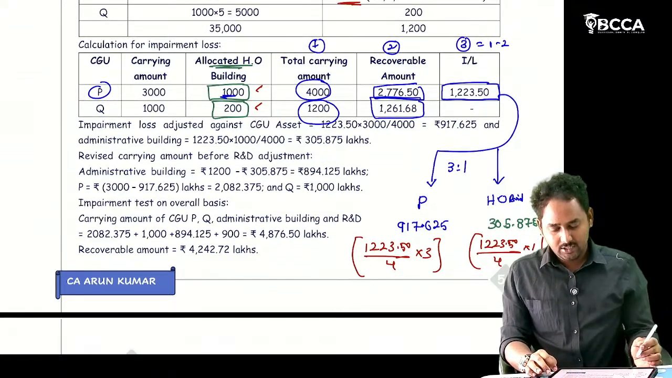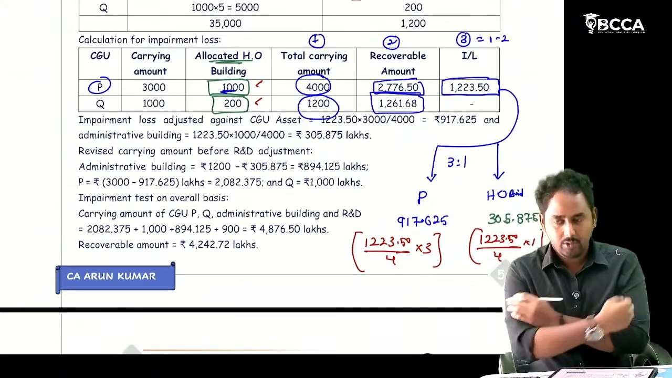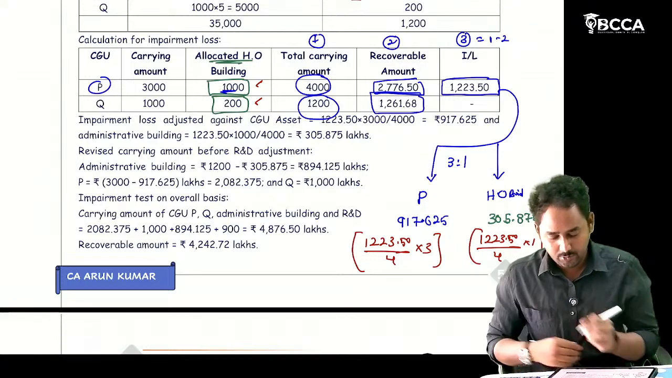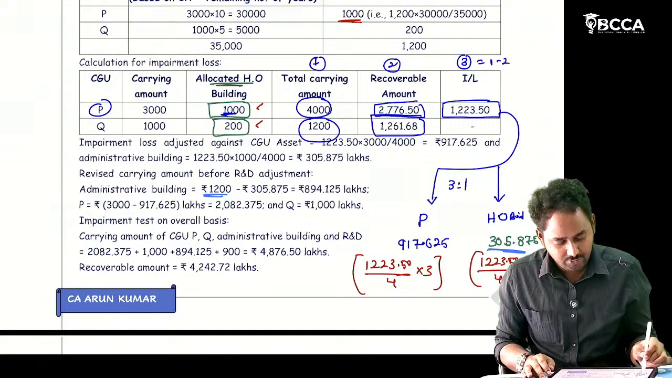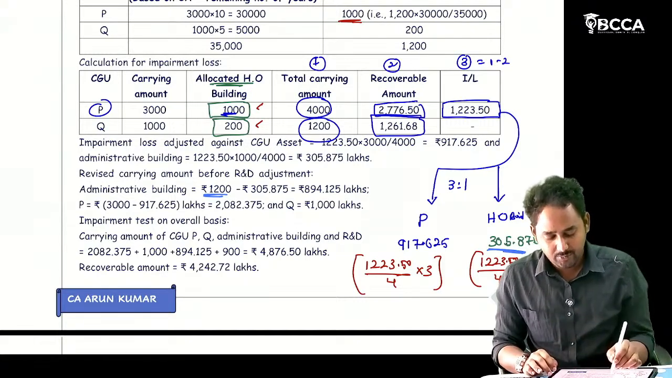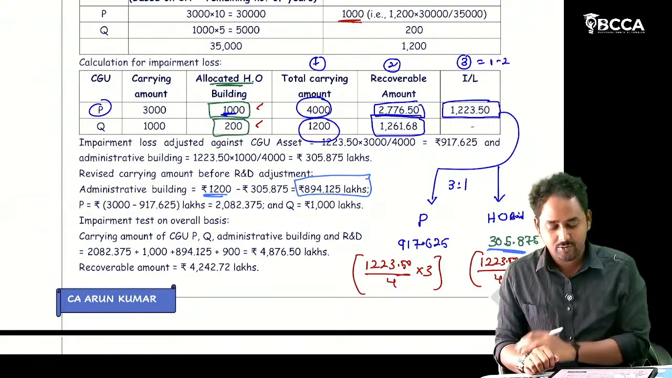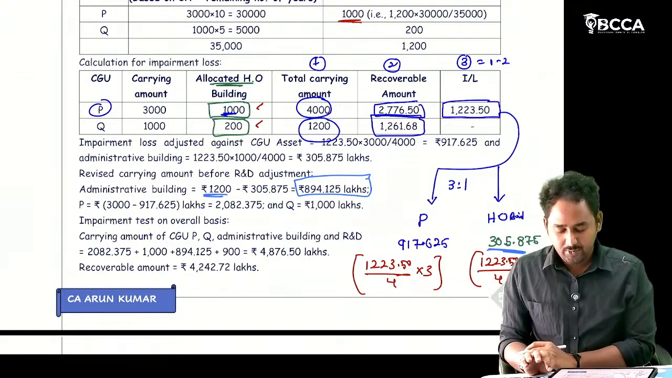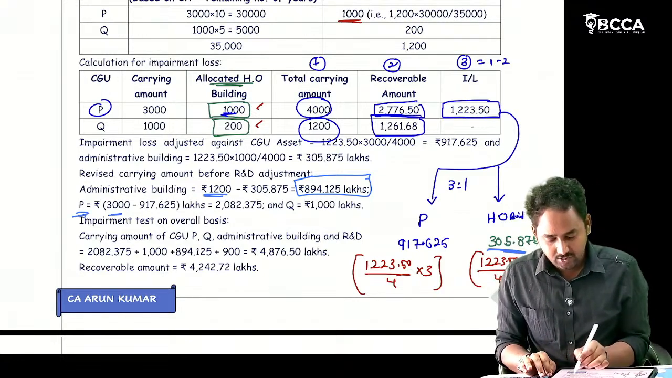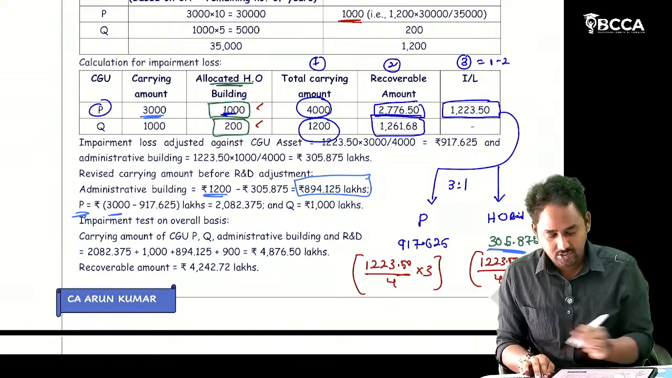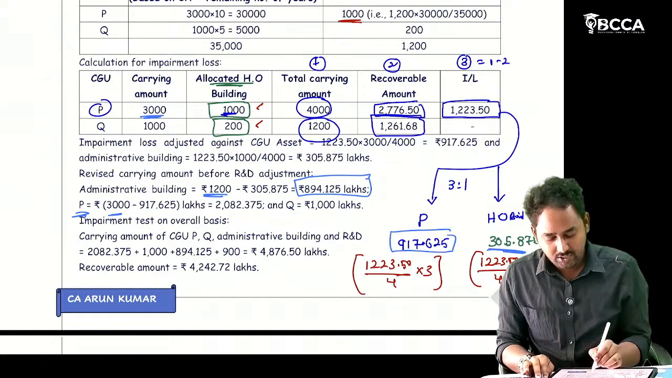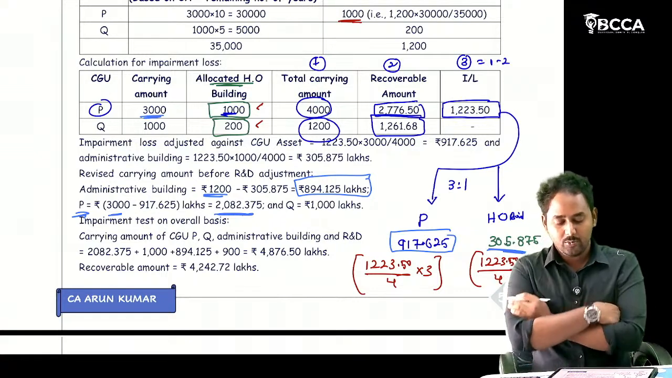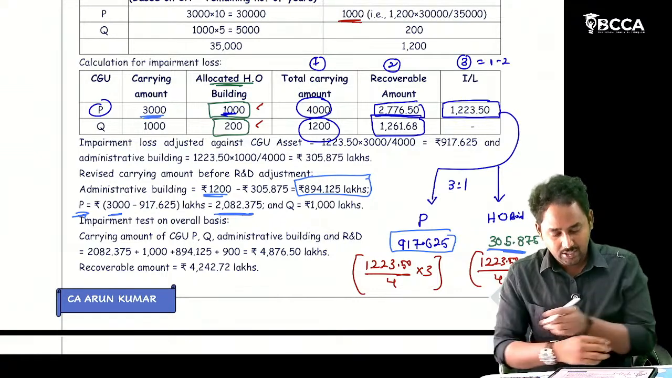Now I want to find out the revised carrying amount. Administrative building 1200 minus 305.875. After impairment loss, it becomes 894.125. After impairment loss, P becomes 3000. Actually, originally it is 3000. The impairment loss is 917.625. Then it becomes 2082.375.